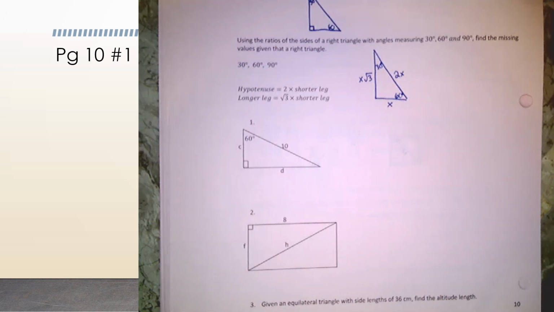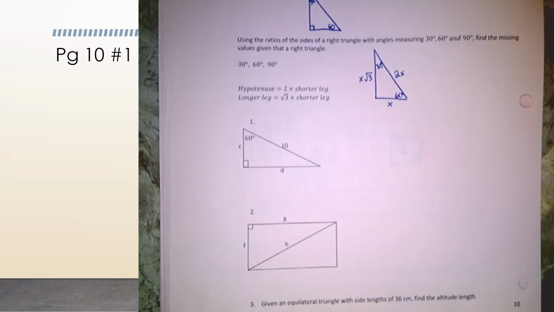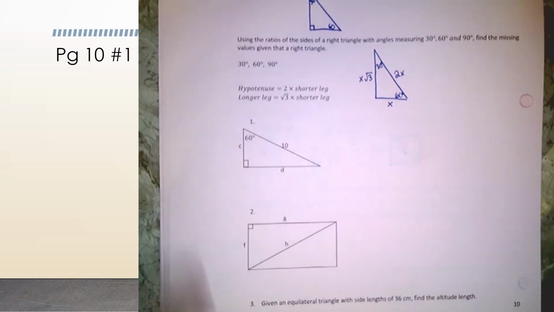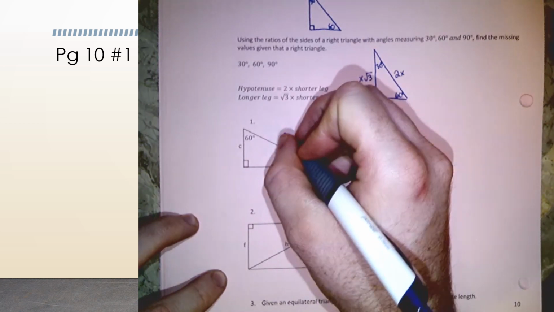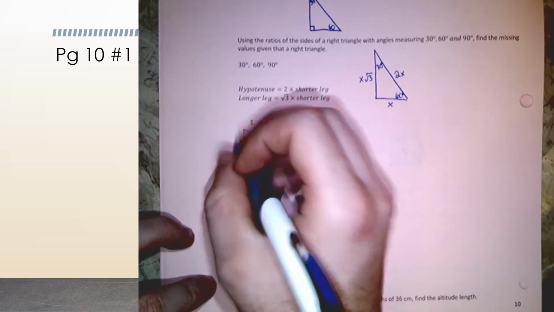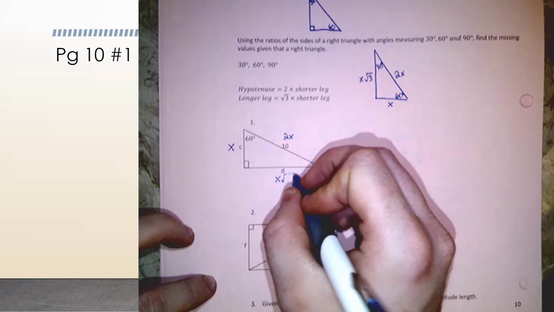Okay, so now the problem that we're looking at is number 1 on page 10. We're going to use what we just did to solve for the different variables. I'm going to go ahead and label each of the sides with what we have there. The hypotenuse is what I'm going to label first because it's the easiest one to find, because it's always across from the right angle. This one was represented by 2x. The shortest leg is represented by x, and then the longest leg is represented by x square root of 3.